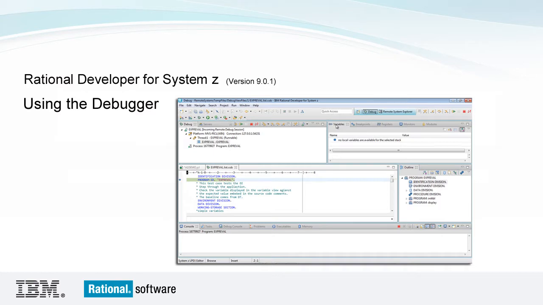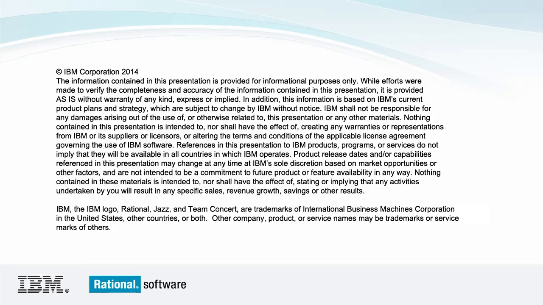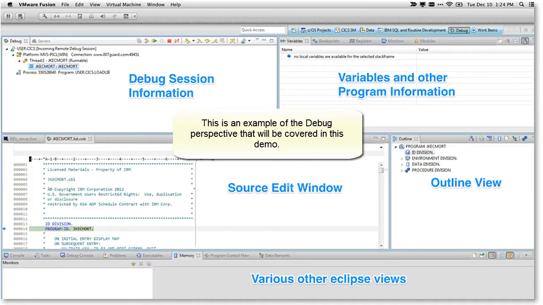Introducing the Rational Developer for System Z Integrated Debugger. Rational Developer for System Z, RDZ, and the Debug perspective are built on the Eclipse framework, which enables the display of multiple views, tabs, and perspectives. This is an example of the Debug perspective that will be covered in this demo.